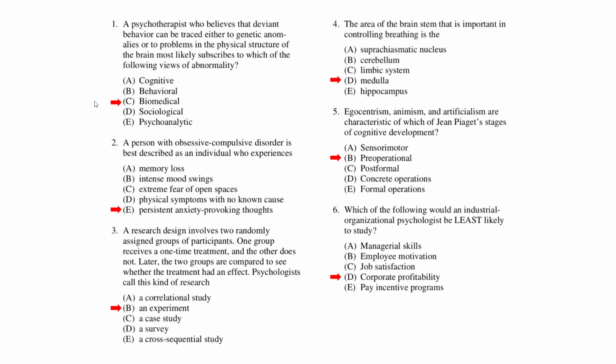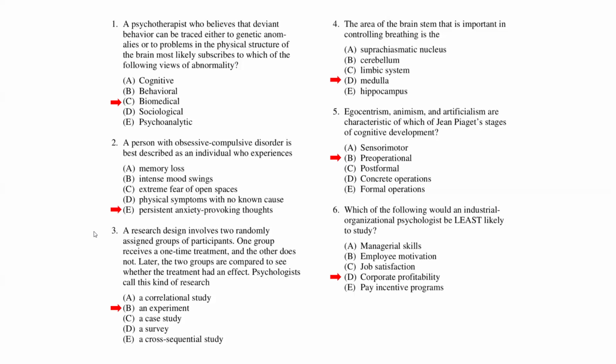Number two is: a person with obsessive compulsive disorder is best described as an individual who experiences. The answer is persistent anxiety provoking thoughts. This is because OCD is a combination of obsessive behaviors and compulsive thoughts. And so those compulsive thoughts are basically the same thing as these persistent anxiety provoking thoughts.